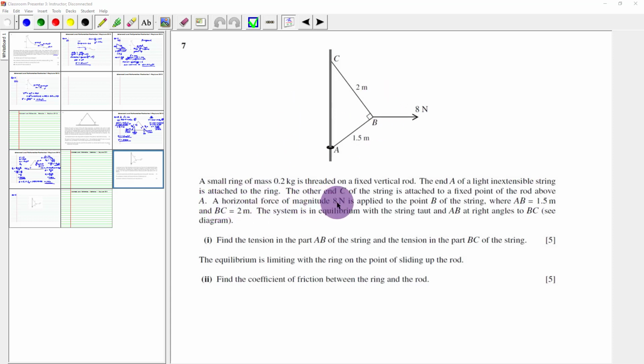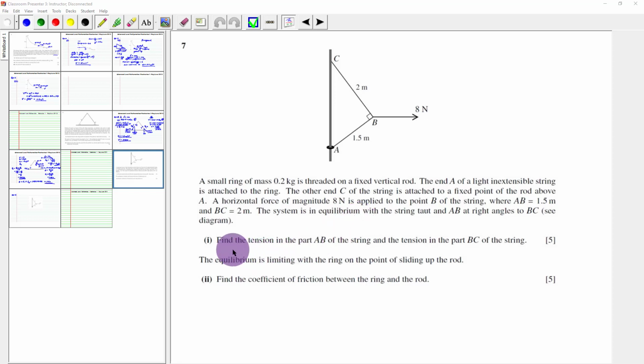A horizontal force of magnitude 8 newtons is applied to the point B of the string, where AB is 1.5 meters, BC is 2 meters. The system is in equilibrium with the string taut and AB at right angles to BC. So the mention of equilibrium, we remember the conditions for equilibrium that we are supposed to use in mechanics, and that condition is that the resultant force on a particle is 0.